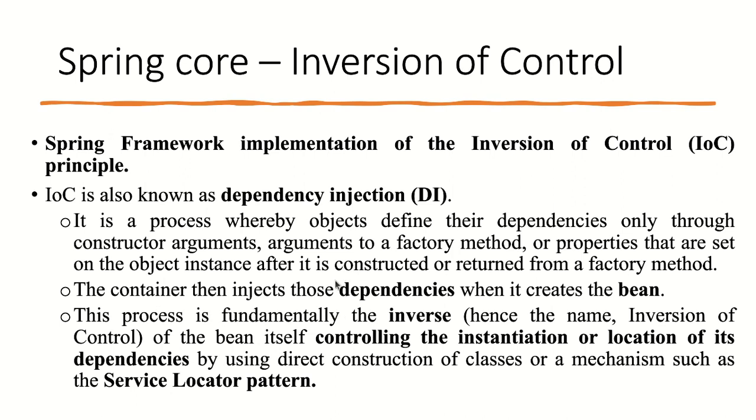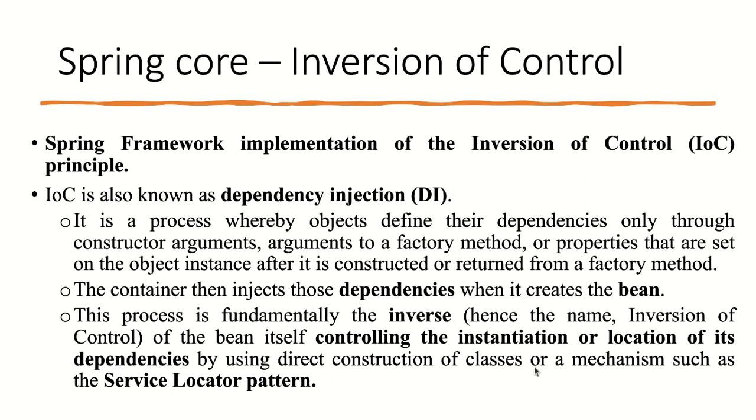So these are dependencies based on the constructor arguments or the properties that are set onto the object instance after it is constructed. So all these dependencies will be added when the bean is getting created. Bean is getting created means what? It is going to create an object. So that is called the bean definition. This process is fundamentally the inverse.